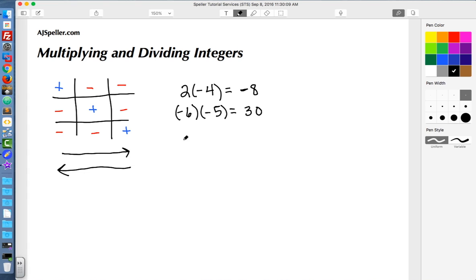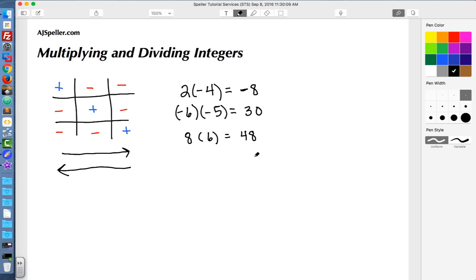And let's do another one where I switch it up a little bit. Let's just do positives. Let's say a positive 8 times a positive 6. Well, a positive times a positive is going to give me a positive. So 8 times 6 is going to give me a positive 48.